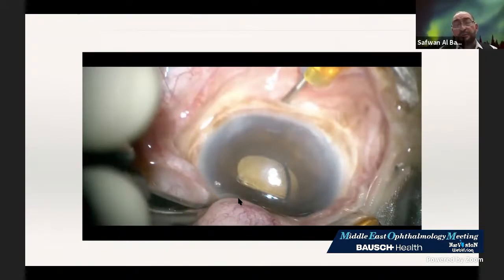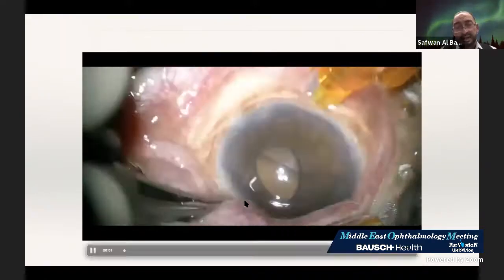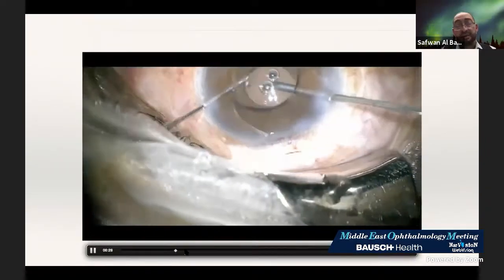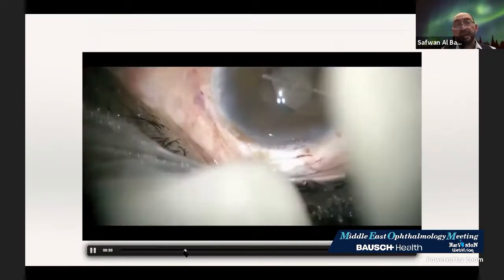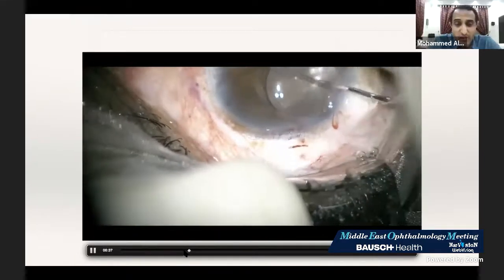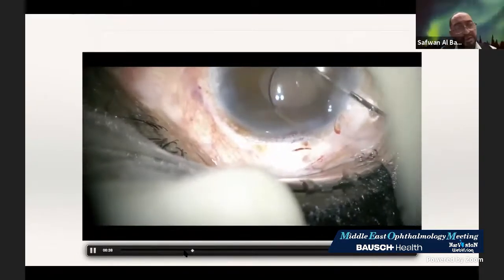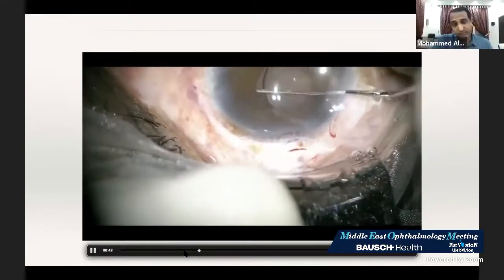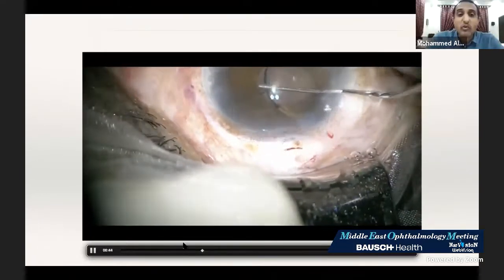Just let me finish the movie, then you will see at the end for the second haptics, I use the iris retractor. So just let me go through. Unfortunately, yeah, I think that I reached this state. So can you forward, Safwan? Can you forward? Yeah. Sorry, sir. Try to forward the movie. Muhammad, can you forward the movie, please?